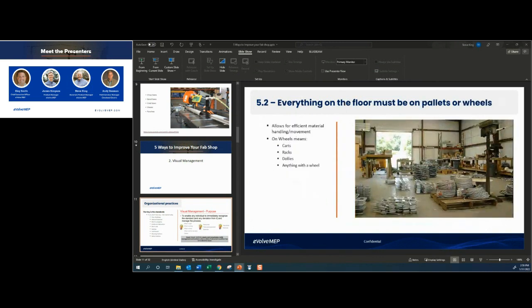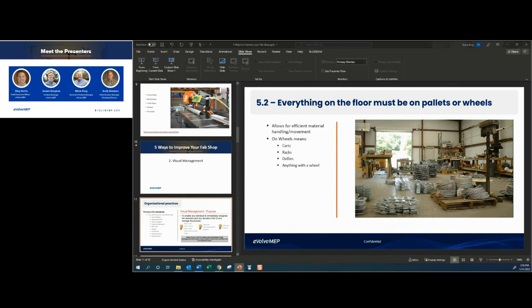The second one that meant a lot was everything on the floor must be on pallets or wheels. And so in the facility, there was no place that you could go that you could find something sitting on the floor like this that has been stacked or staged and it's not on a pallet. You can't move it unless you pick up every item and move it. And I'm sure a lot of you guys are doing this already, but this is a huge standard that needs to be followed to the T in the fab shop.